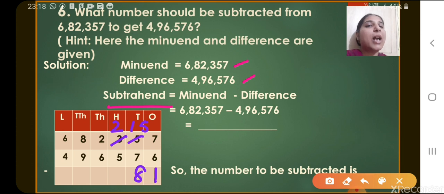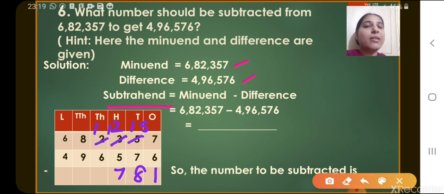Now look at the hundreds place. So 2 minus 5, again that is not possible. It means we have to borrow from the thousands place. So when we borrow 1 from the thousands place, the digit at the thousands place becomes 1, whereas the digit at the hundreds place now becomes 12. So 12 minus 5, what will we get, children?